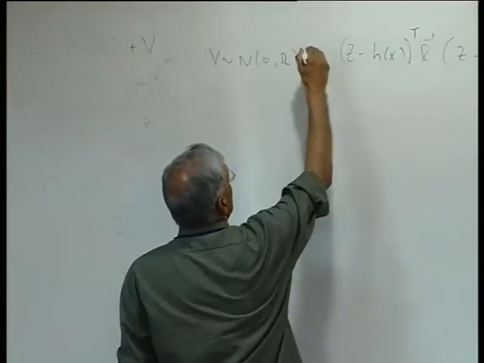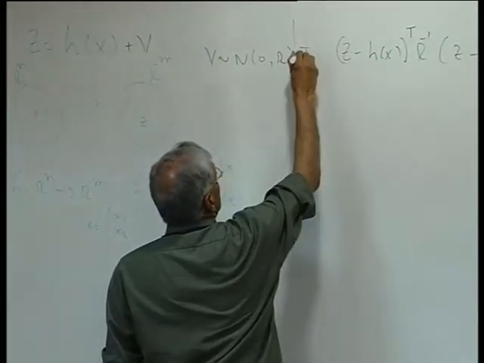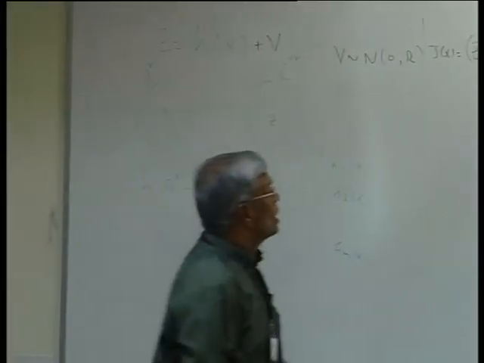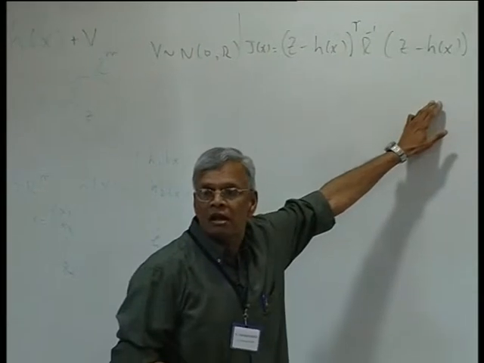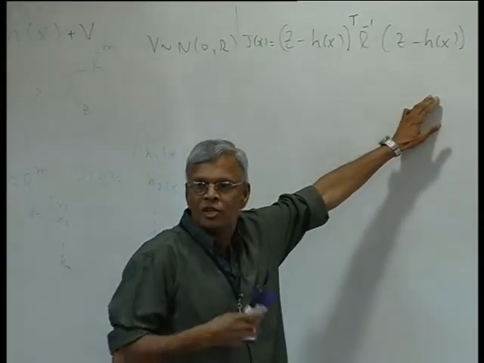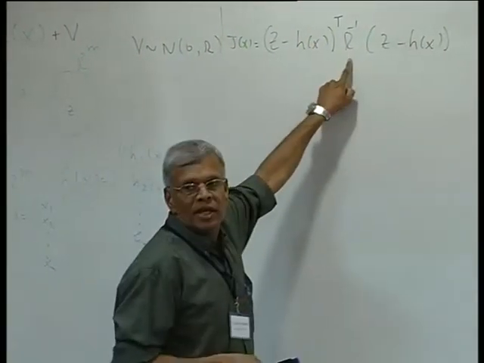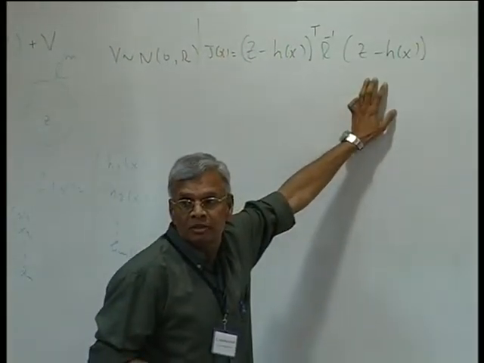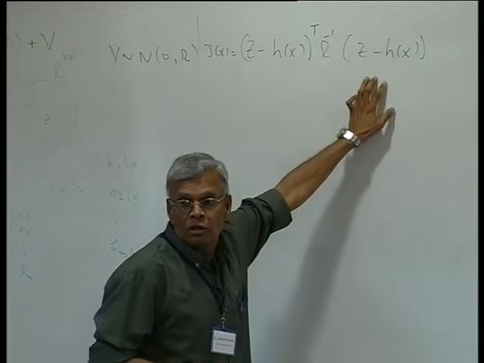So I have a J function. This is J of X. So what is this? This is the weighted sum of squares of errors. Where the weight comes in, this is the weight. Where the square comes in, I'm multiplying the same quantity with itself. All with me? So what is the only difference?